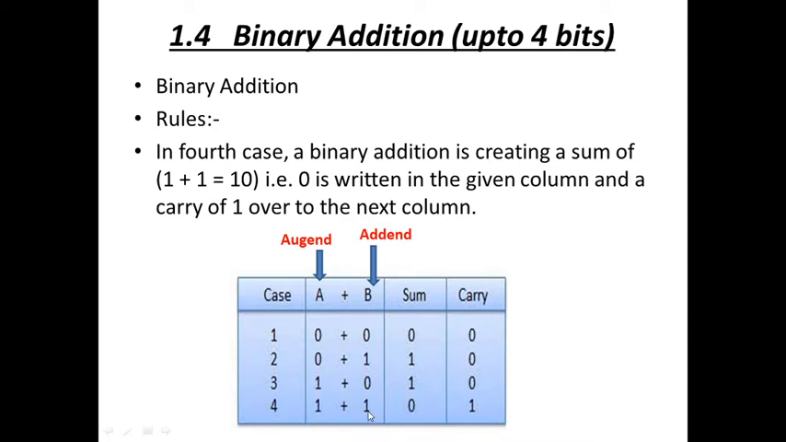Please remember this. Why is it like this? Because 1 plus 1 is actually 2 in decimal, but 2 in decimal is represented as 1 and 0 in binary. You write it as 1 and 0. So that's why we always say 1 plus 1 is 0, carry 1.